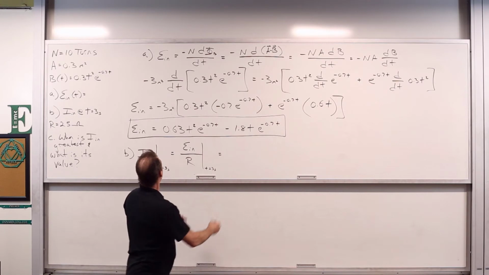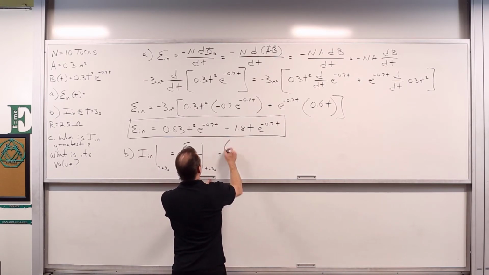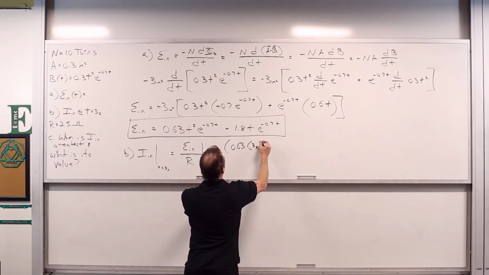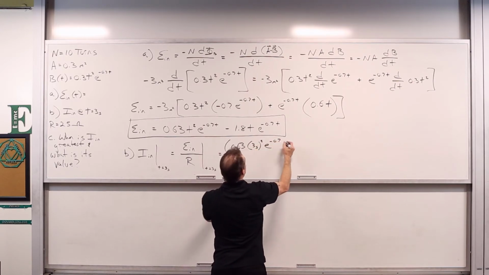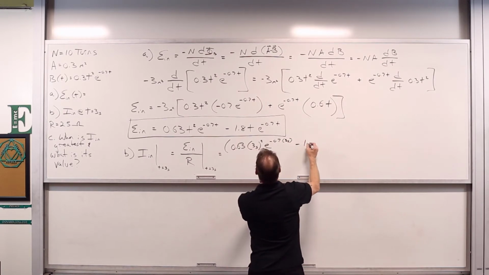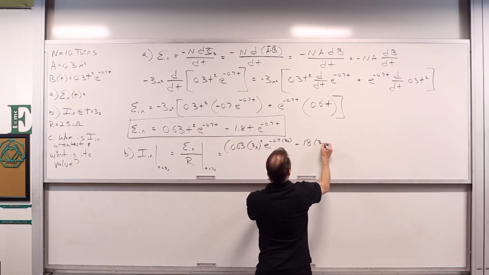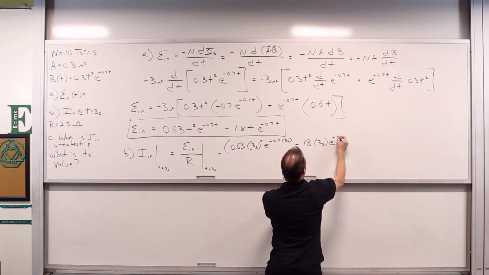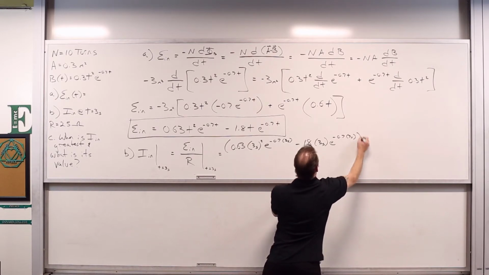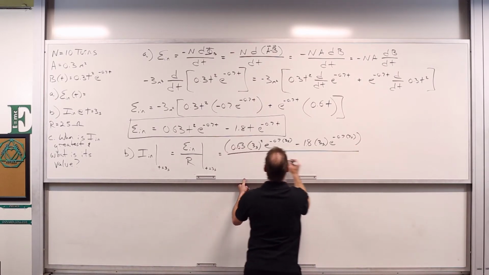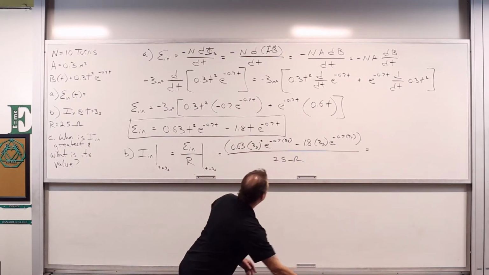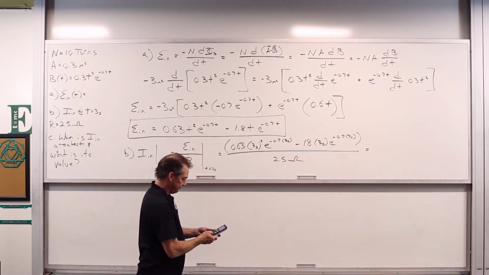which is then this evaluated at t equals 3 seconds divided by 25 ohms. So we've got ourselves the quantity of 0.63 times 3 seconds, quantity squared e to the negative 0.7 times 3 seconds, minus 1.8 times 3 seconds times e to the negative 0.7 times 3 seconds, all divided by 25 ohms. All right, let's see what that ends up being here.